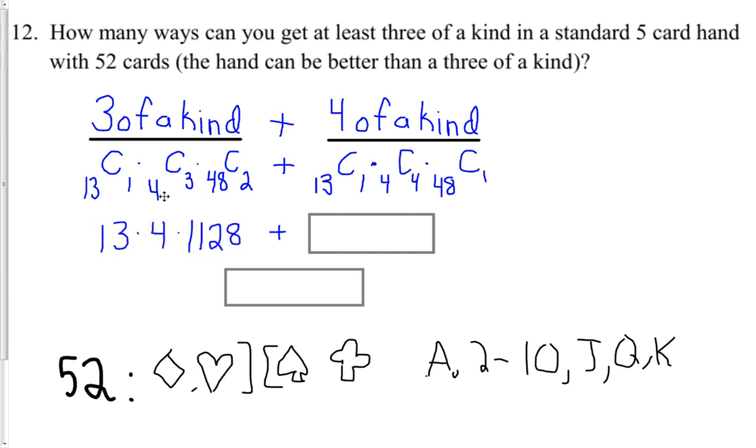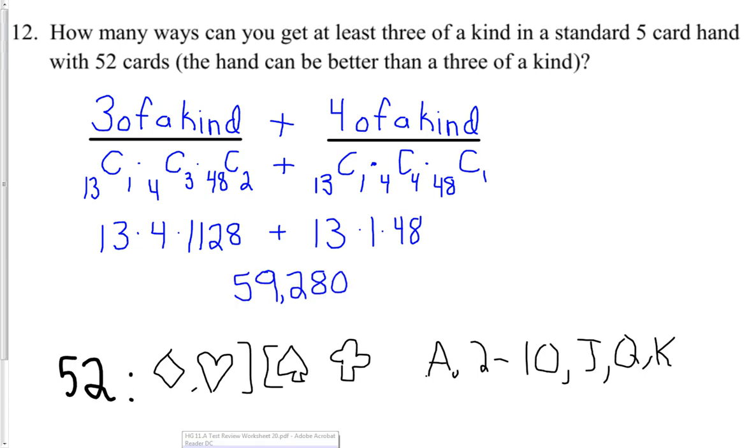Doing this math, we get 13 times 4 times 1,128, plus 13 times 1 times 48, for a total number of 59,280 ways of getting 3 of a kind or better.